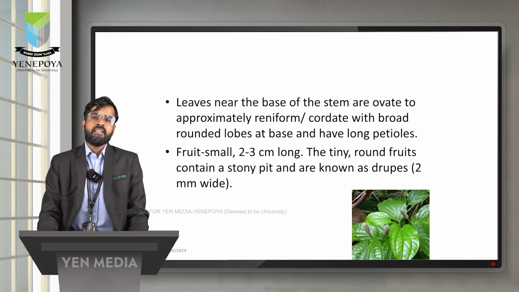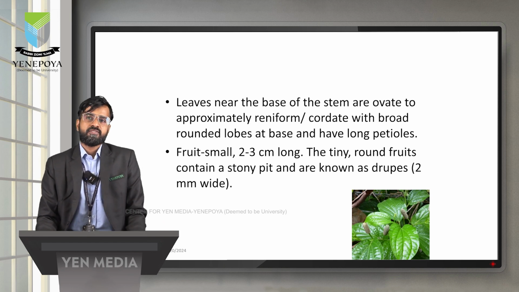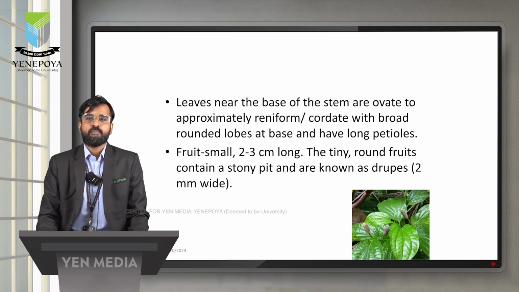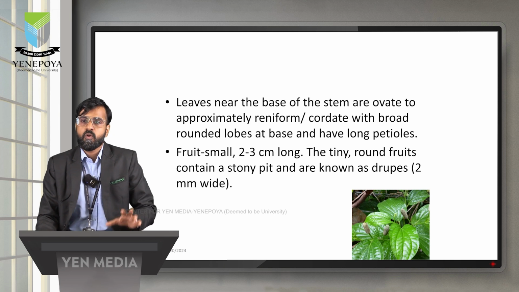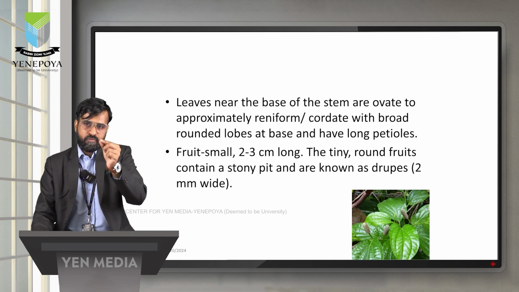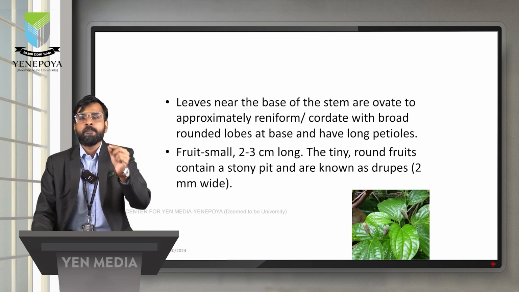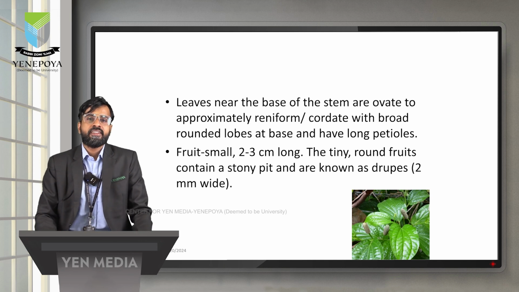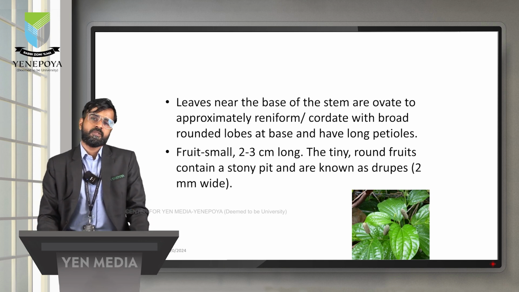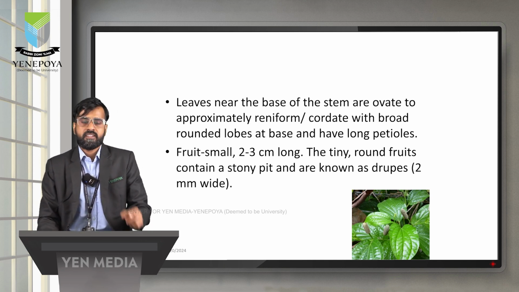When you see the leaf, it is shiny in nature, as well as ovate and approximately reniform in shape, or with a cordate base, and there you can find an elongated petiole. The margins are entire and the apex is acute. So these are all the important characters.